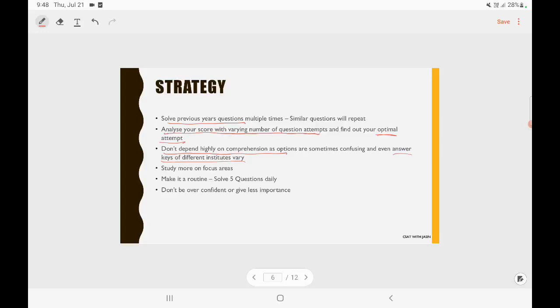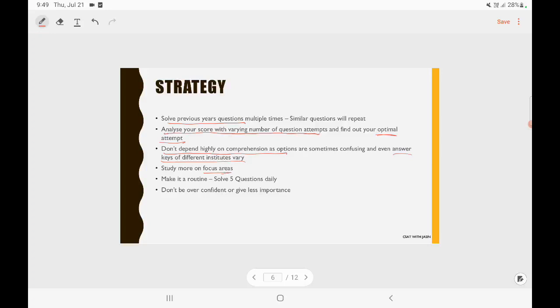Okay, then I have already told you about some of the focus areas where the questions have been repeated. So study more on those focus areas. There are some topics like divisibility rules, which are highly rewarding. The questions will be easy. You just need to study a few static topics for that and you will be able to crack the answers. So you need to study more of topics like that.